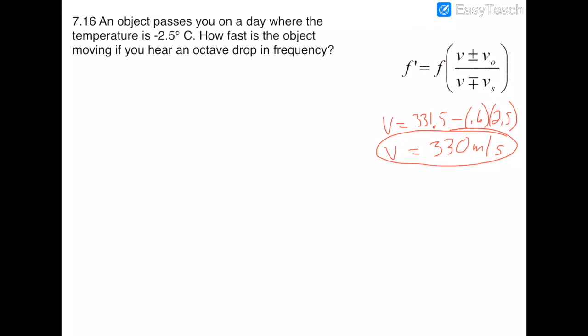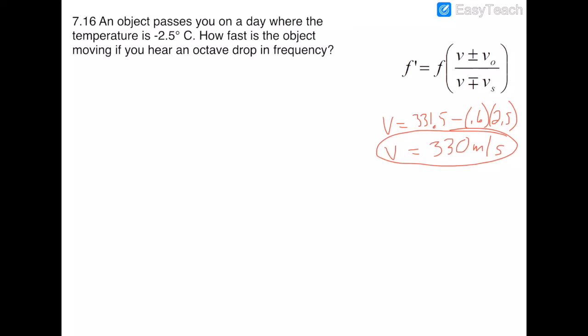Well, it's an octave drop. So how does an octave work? You double a frequency, right? So the frequency I hear coming towards me would actually be twice as much as the frequency I would hear going away from me, right?